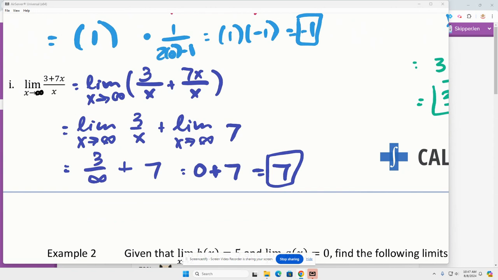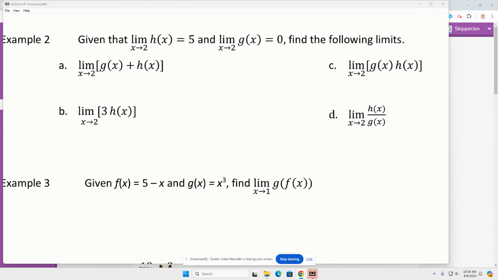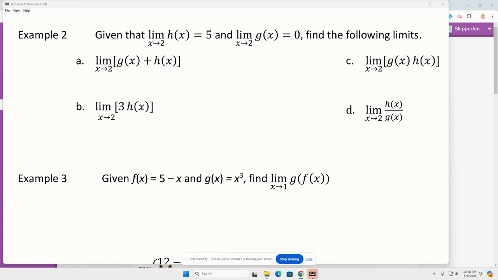All right. What questions do you guys have so far? All right. So the back is really focusing on the properties. And these are pretty typical questions you'll see on the AP test to make sure you really do know these properties. And so we know that the limit of h of x as x approaches 2 is 5, and the limit of g of x as x approaches 2 is 0. So we're going to use that to find the other limits. Most likely you would see this on the free response question part, I would think. And if you do, you would get a point for writing out the property.